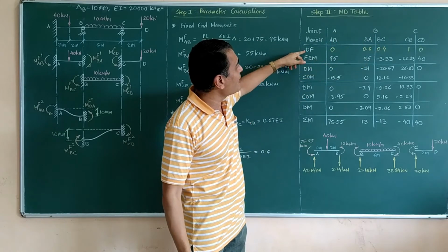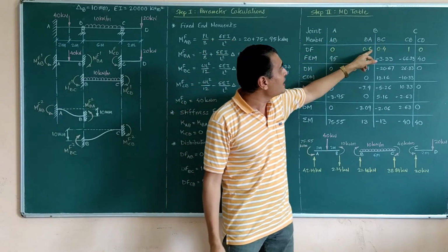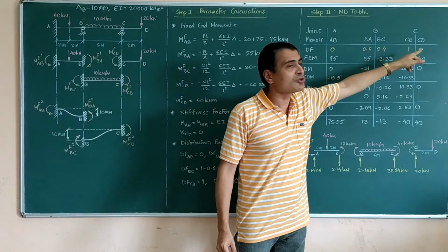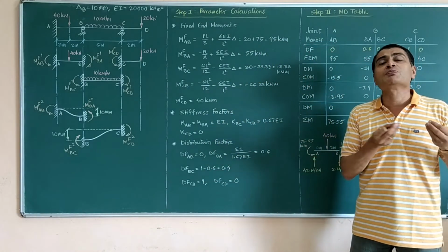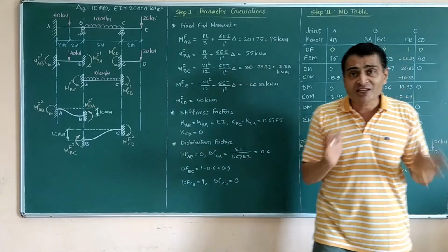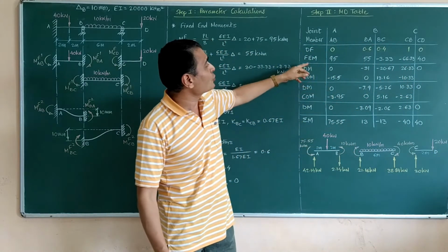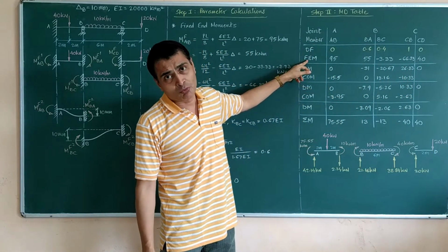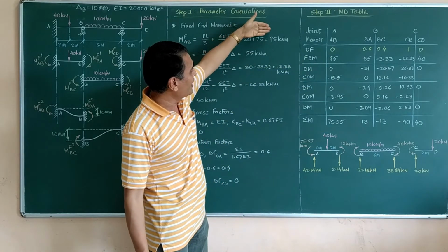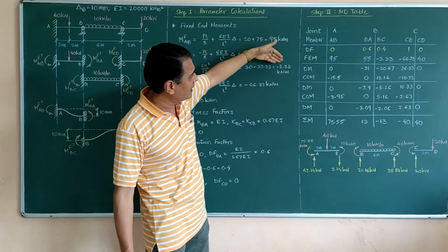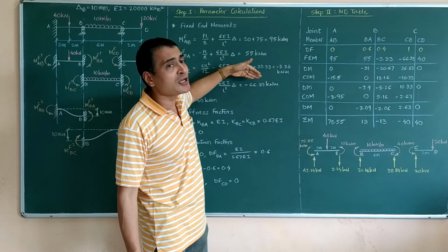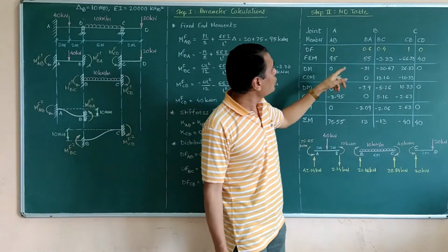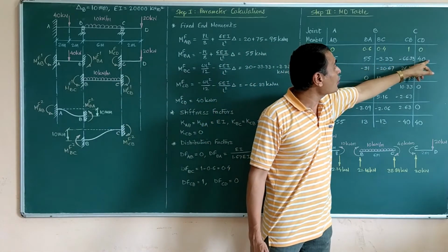Next is distribution factors: 0, 0.6, 0.4, 1, 0. All these values I am picking from here and simply putting in the table. Next row entries, fixed end moments. We have calculated 95, 55, negative 3.33, negative 66.33, etc. So only those I have written here, and 40.